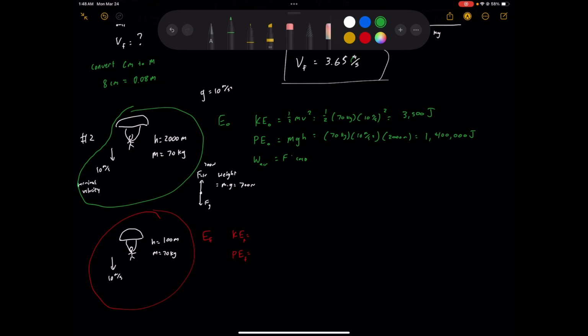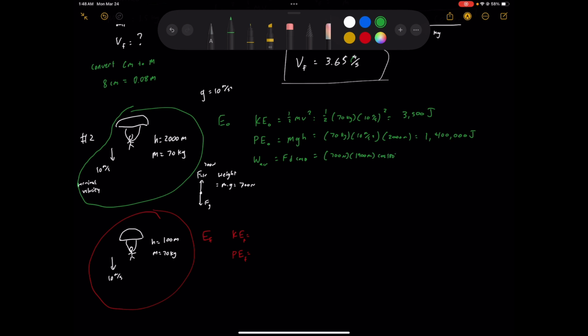All right, let's just use FD cosine theta. So he travels a distance; the air resistance, as we're looking at this problem, acts over a displacement of 1,900 meters, right? So if I plug that into the equation, I have a force of 700 newtons times 1,900 meters, and we have a cosine of 180 degrees.